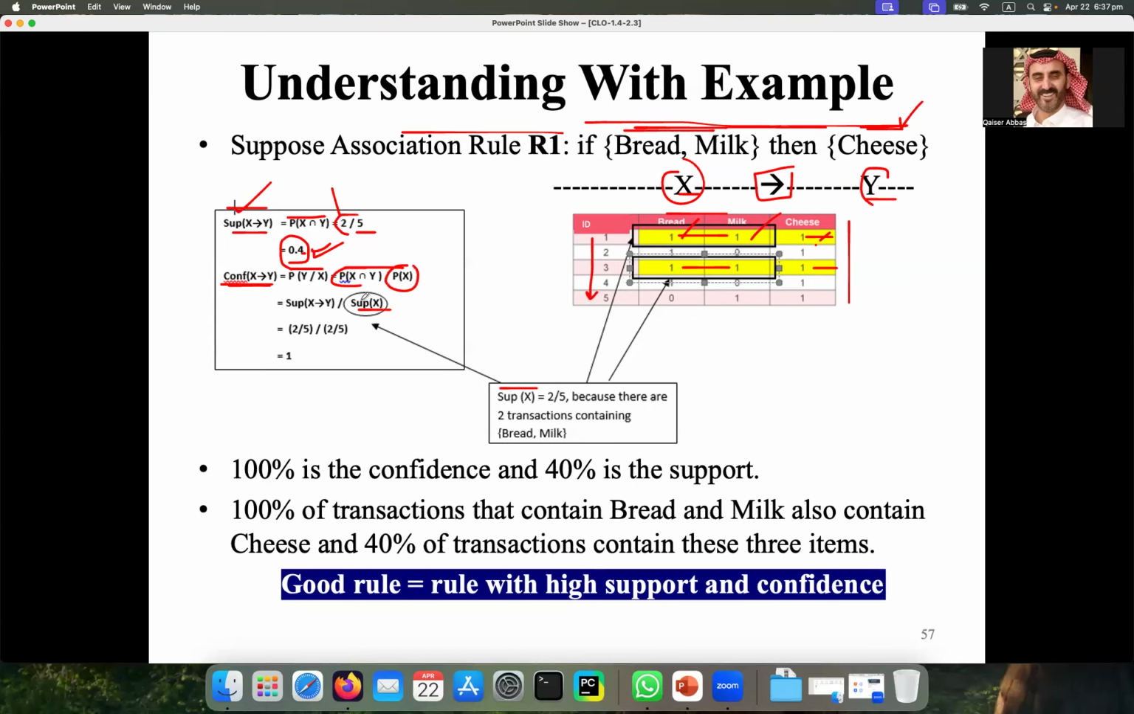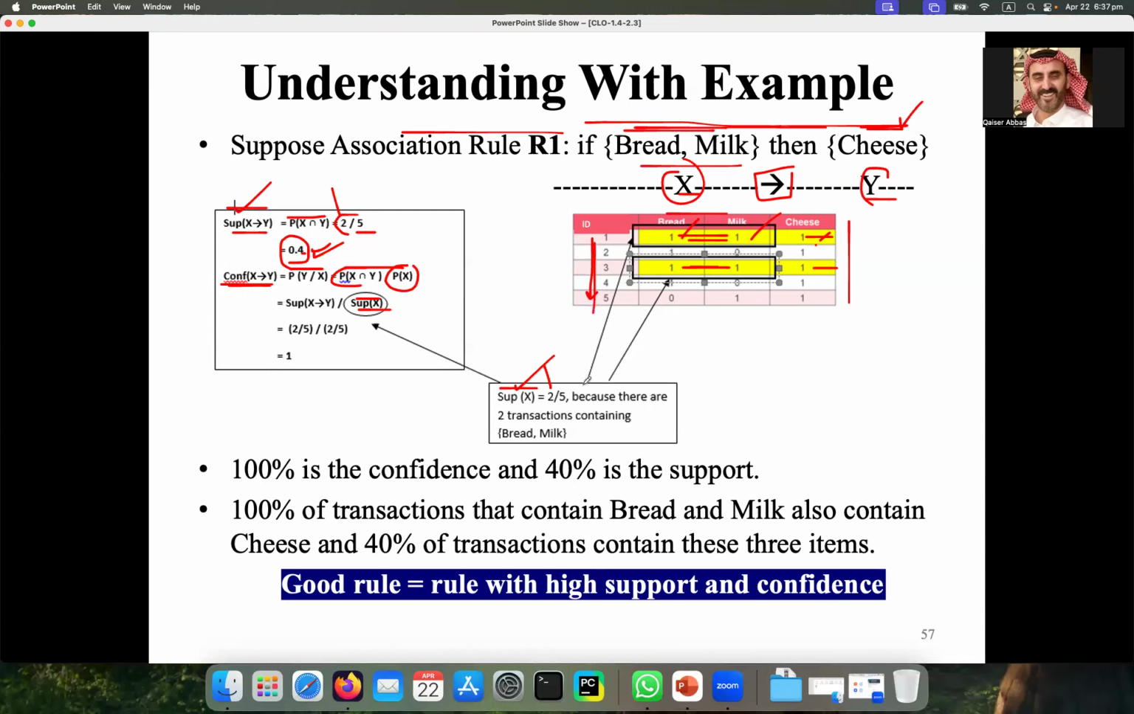Probability of x, I can write as support of x. And how can I calculate support of x? X is bread and milk, so now you have to see only bread and milk. How many times are bread and milk both 1? Bread and milk 1, bread and milk 2. This is not 1, 1, and then here it is not 1, 1, and here it is not 1, 1. So only 2 times.